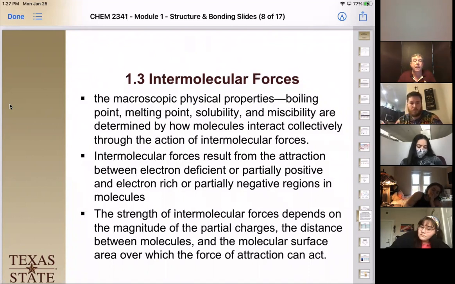It's between molecules. So these intermolecular forces are either an attraction or a repulsion of those electron-rich or electron-poor regions. Now, what do I mean by that? Remember, we had bonds that were polar, meaning that one side's going to have more of the electrons than the other. So you're going to have a slightly positive side and a slightly negative side, and this can lead to an interaction between them. Okay. Now, the strength of the intermolecular forces depends on the magnitude of the partial charges, the distance, the surface area. All of these take into account the different type of interactions we have between molecules.